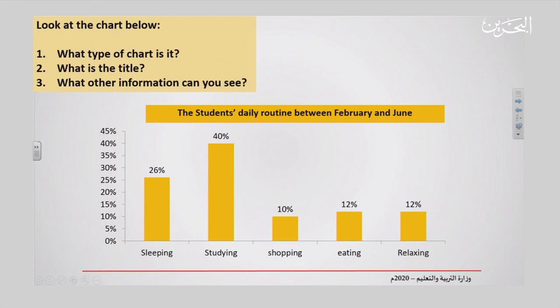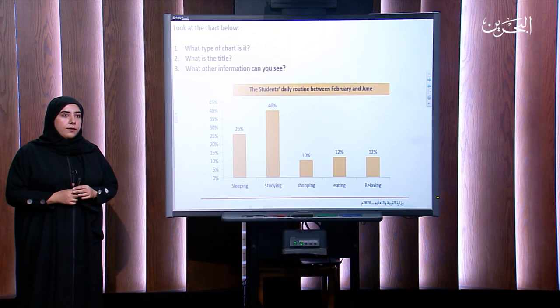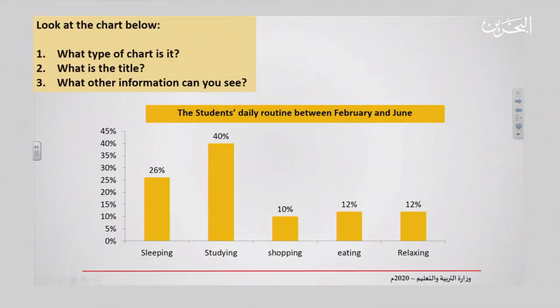We are done with the types of charts and the verbs of trends. Now, here is a chart in front of you. I want you to answer a list of questions. Question number one, what type of chart is it? What do you think? Is it a pie chart, a line chart, or a bar chart? Number two, what is the title of this chart? Question number three, what other information can you see? So I'll give you 1 minute trying to answer all of the questions, and then I'll show you the model answer.